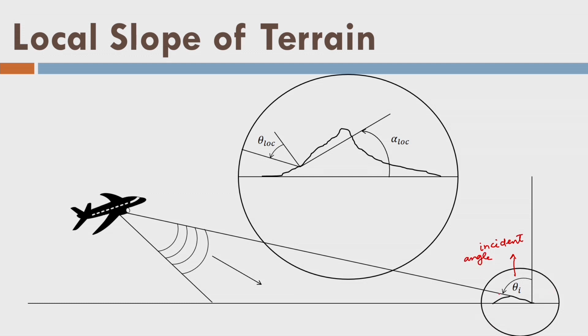If you zoom in on this place, real terrain is like this, and we can see here the slope of the terrain, which is indicated by the local slope. This is the incoming radiation, and this is the normal of this slope. Now, this angle is called the incidence angle of the radiation. So, how does it make a difference?